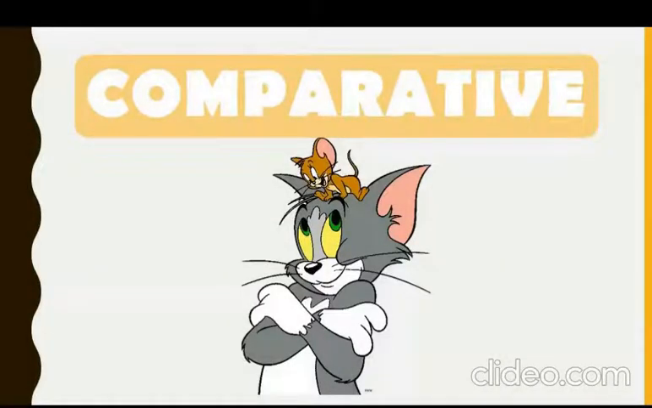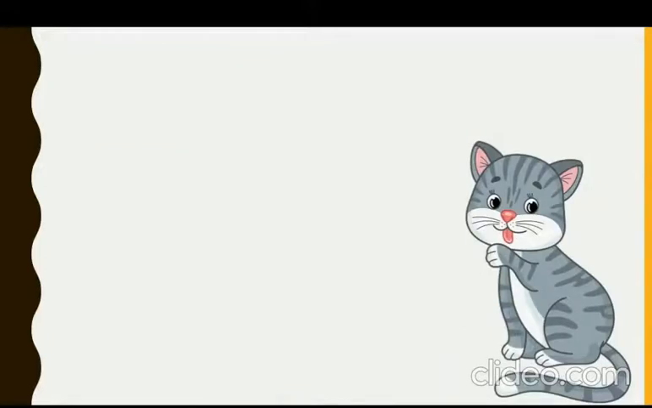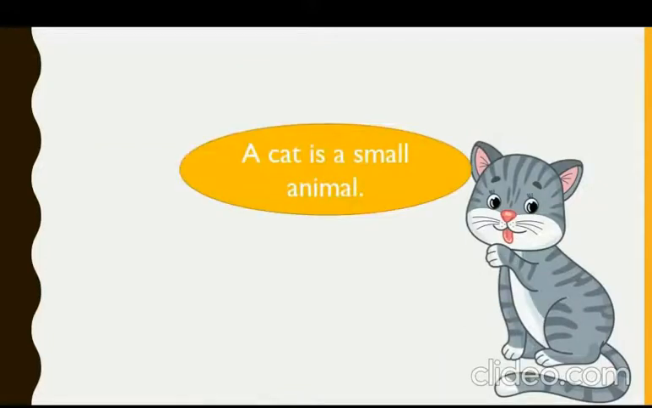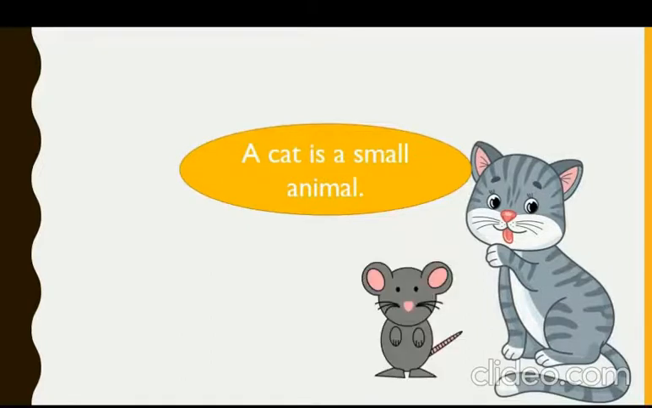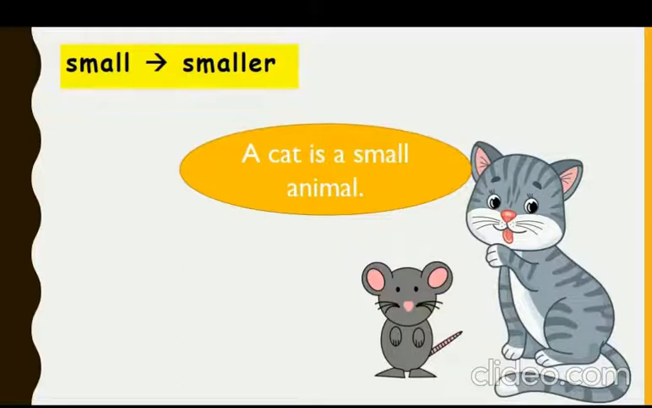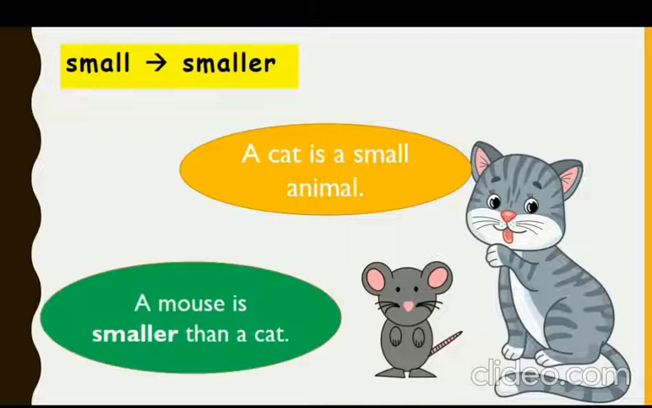Next, let's review comparative form of adjectives. Now, let's look at the sentence and read for me. A cat is a small animal. Okay, so what about the mouse? How can we compare the cat and the mouse? So, we will change the adjective small into comparative smaller. So the sentence should be: a mouse is smaller than a cat.